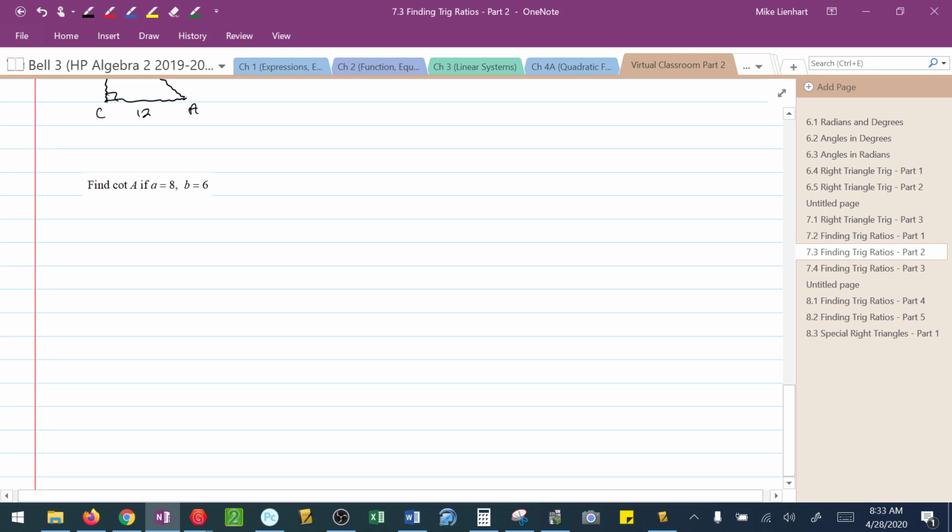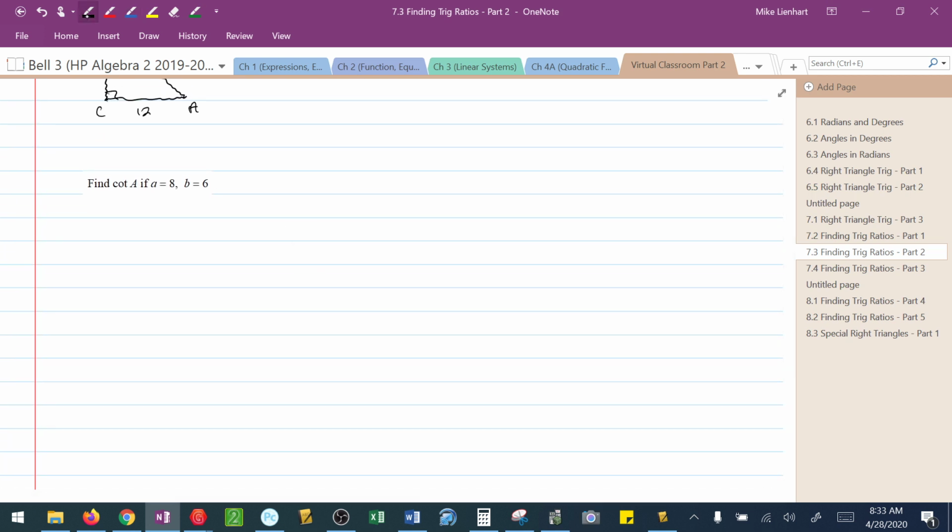All right, so the last one here, what if I want you to find the cotangent? It's kind of nice because I'm looking at it and I know that I'm going to have the pieces that I need because A was 8 and B was 6. I don't need the hypotenuse to find the tangent or the cotangent. Remember, cotangent is the reciprocal of tangent.